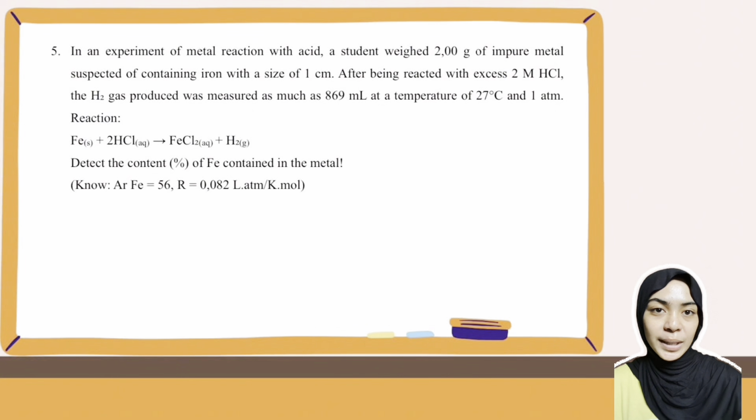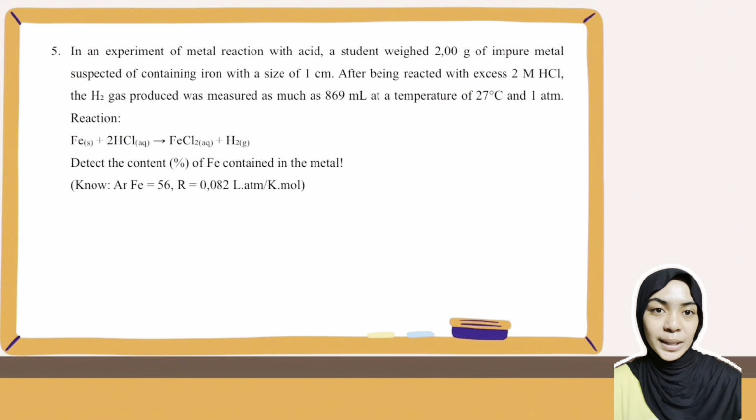From the reaction, iron plus 2 hydrogen chloride produces iron chloride plus hydrogen gas. The mole ratio of iron to hydrogen gas is 1:1, so the moles of iron are also 0.035 mole. The mass of iron that reacts is then 0.035 mole times 56, which equals 1.96 grams. Given that the total mass of the metal pieces is 2 grams, the percentage of iron in the sample is 1.96 grams divided by 2 grams times 100%, which equals 98%.